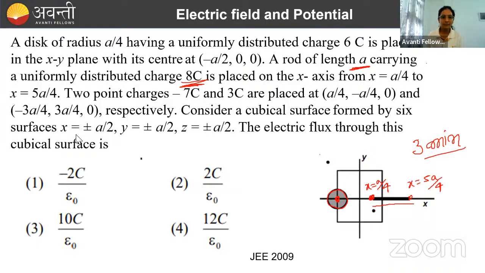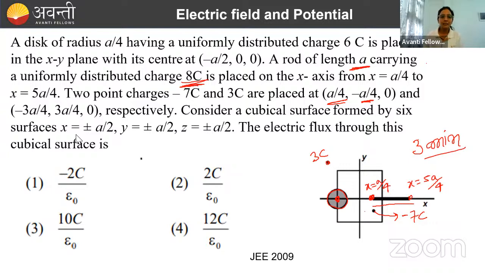There are 2 point charges, minus 7 coulomb and 3 coulomb. Minus 7 coulomb is kept here, at a by 4, minus a by 4, 0. X is positive, Y is negative, so definitely this is our fourth quadrant. Another charge, 3 coulomb, is kept here, and its coordinate point is minus 3a by 4. X is negative, Y is positive, and Z is negative.